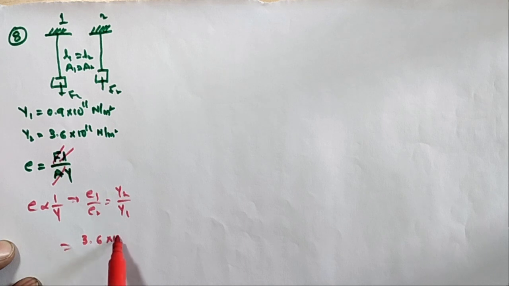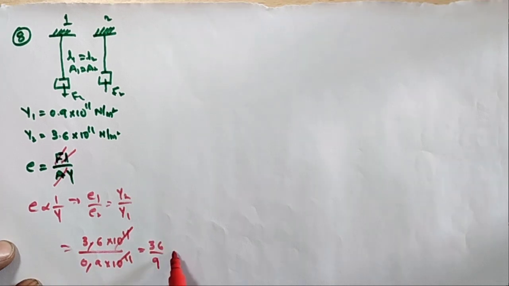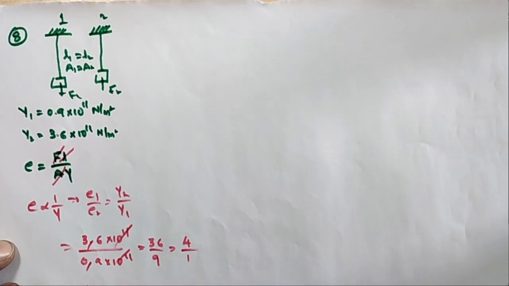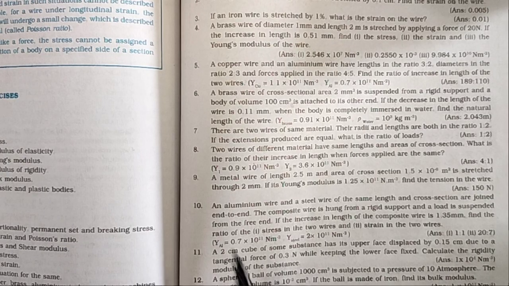3.6 into 10 power 11. Y1 is equal to 0.9 into 10 power 11. Cancel the 10 power 11 and the point: 36 by 9. So 9 fours are 36. 4 is to 1. Very simple. What is the E1 by E2? 4 is to 1.